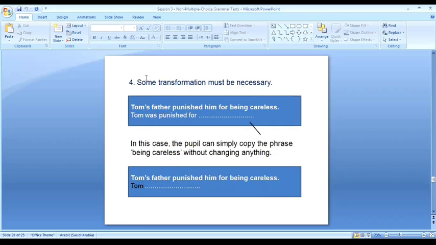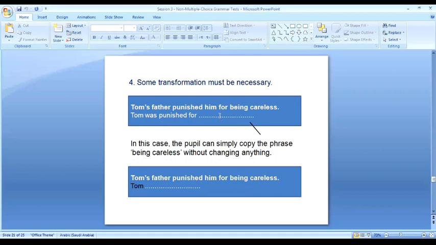Number 4, some transformation must be necessary. So the student should transform. They should not just copy from the Q sentence like this: Tom's father punished him for being careless. Tom was punished for being careless. Here the student is just copying "for being careless", so there is no transformation made in this sentence.